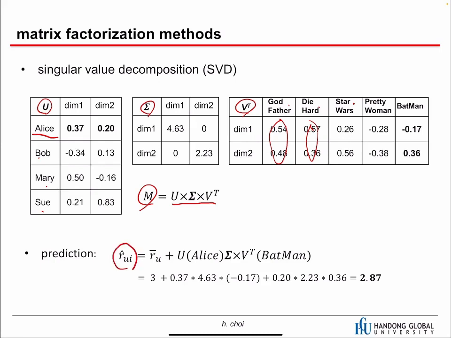Then this rate estimate is based on this. This one is a bias term. So we are interested in how much Alice likes Batman. So then Alice and the sigma matrix and the Batman.